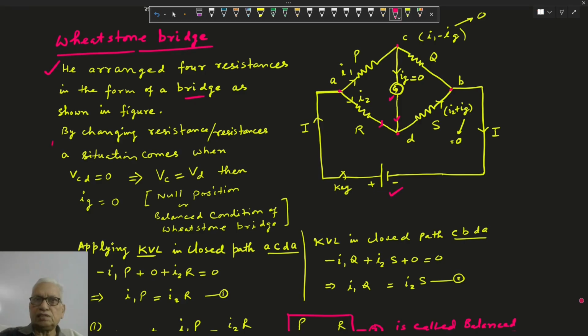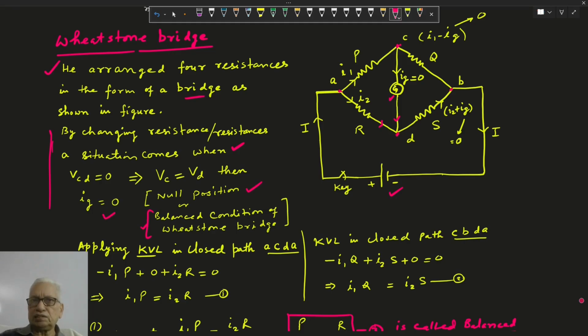Suppose by changing the resistances, a very special situation comes when there is no difference of voltage between Vc and Vd. VCD difference is 0. It means the potential of C and the potential of D are equal. If there is a potential difference, current will be voltage divided by the resistance of the galvanometer. But there is no voltage difference, so there is no current, Ig is 0. It is called the null position or the balance condition of voltage.